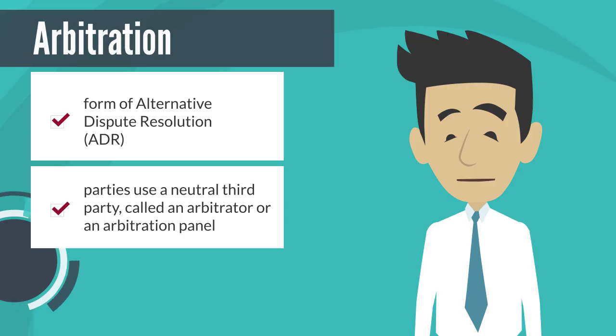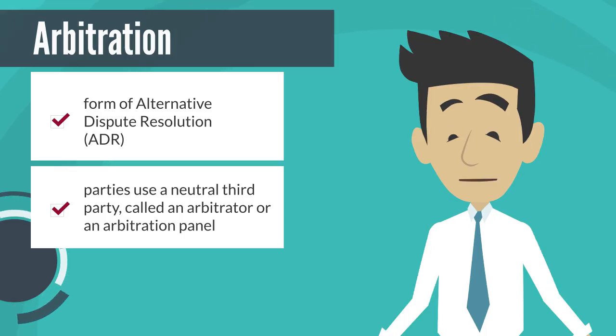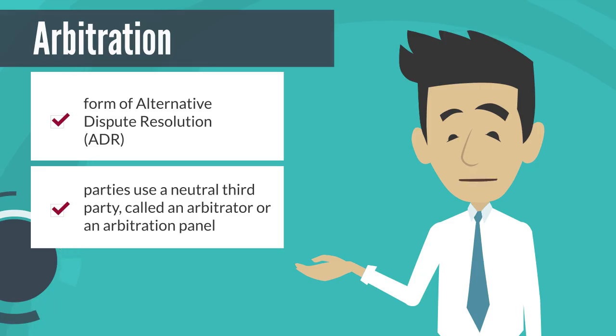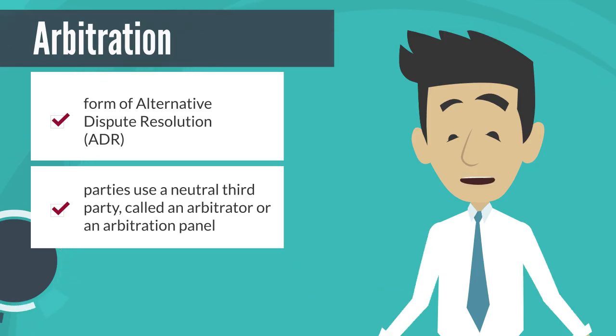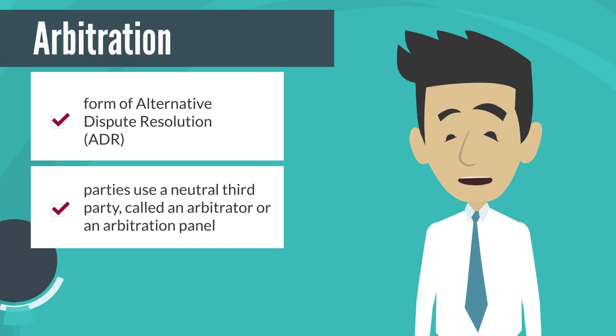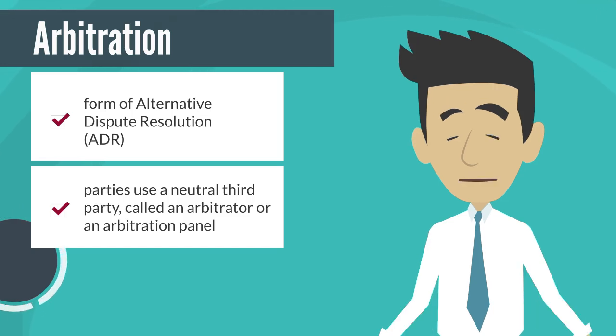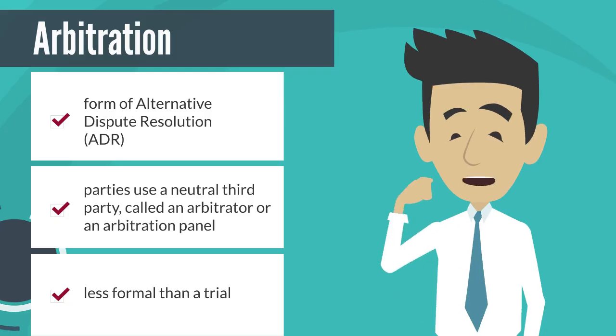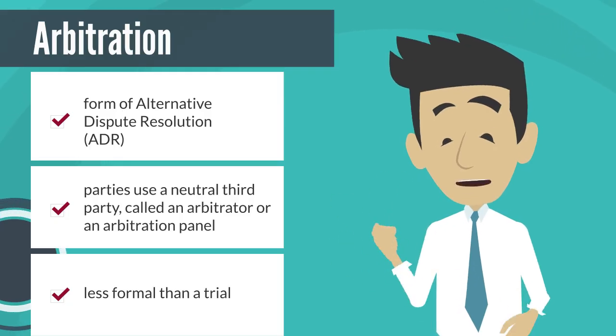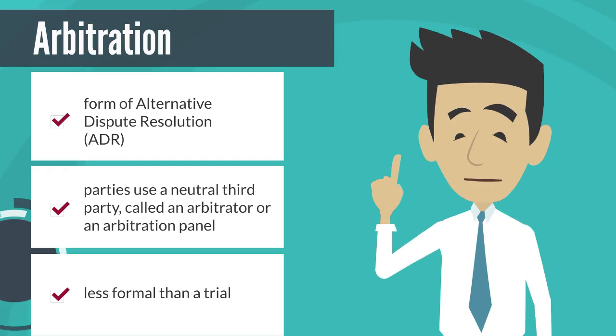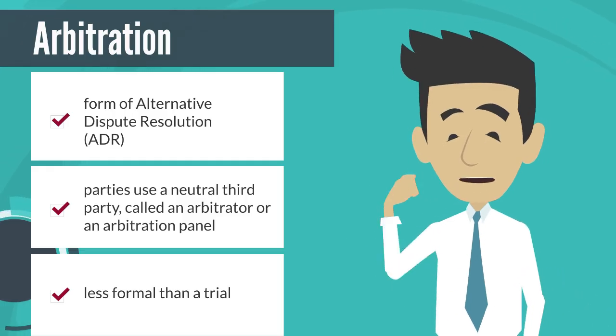A key point to understand is that arbitration is overseen by a neutral third party, which may be a single arbitrator or a panel. Much like a traditional trial, parties have the option to have attorneys represent them. Finally, the process is less formal than a trial. However, it still holds the same respect in the legal system.